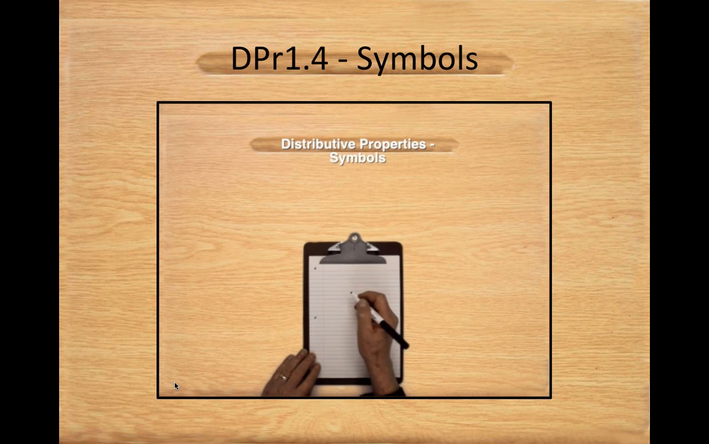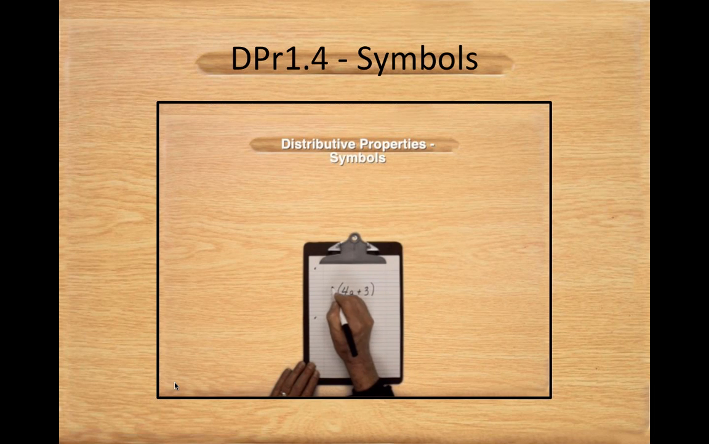Let's look at the expression 4a plus 3. So in this set, I have 4 a's and 3 1's. But suppose I have 2 sets of 4a plus 3. That means I'm doubling 4a plus 3. That means instead of having just 1 set of 4a plus 3, I'm going to have 2 sets of 4a plus 3. That means I'm going to have 2 sets of 4a, and that's going to give me 8a. And I'm going to have 2 sets of 3, and that is going to give me 6.